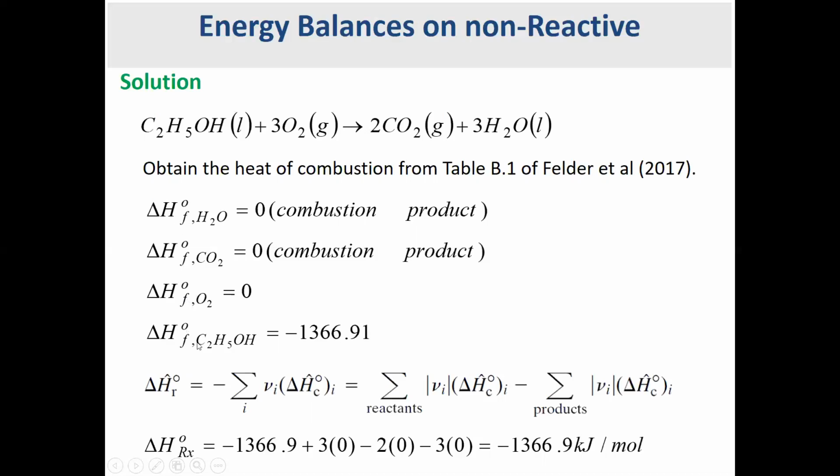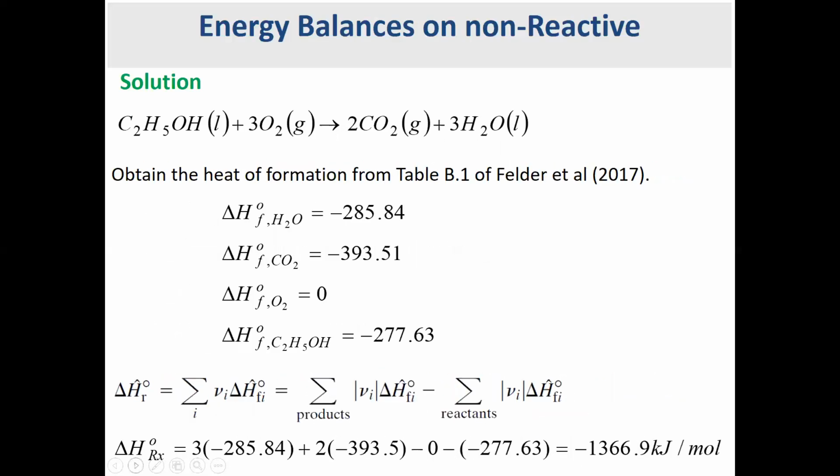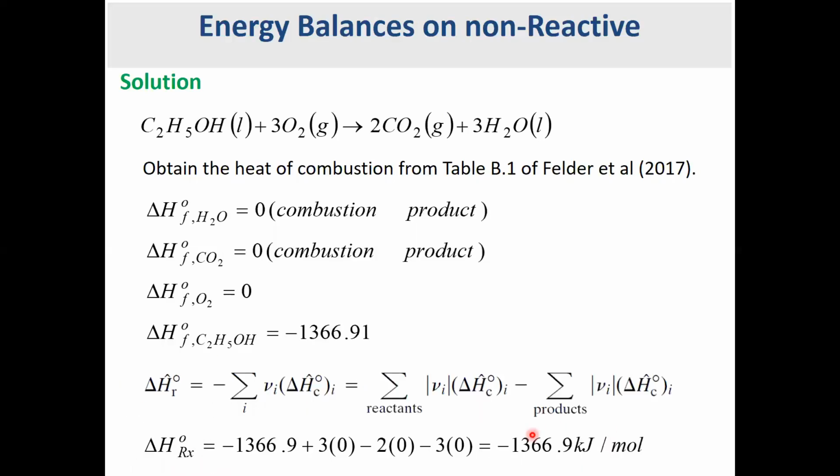They're all C. So for heat of combustion, for CO2 and H2O, because they are combustion products, they should be considered 0. For O2, there is no heat of combustion, it is 0. And the only heat of combustion data we have here is for this component, that is -1366. If you compare this value with the previous value, they are so close. So either you use the heat of formation method or the heat of combustion method, you reach the same value for heat of reaction.